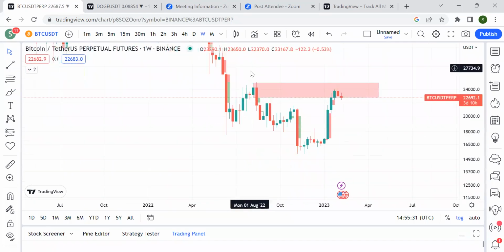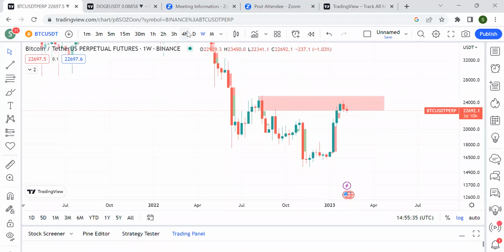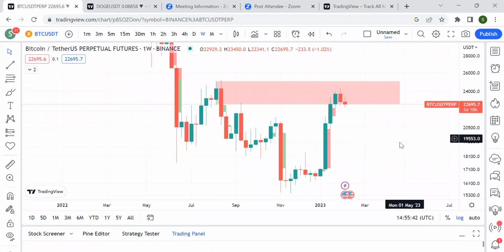So the first point is, where is price? It is in the supply zone. Which supply? It is the weekly supply here. So we are in supply right now. Now look at this. When this low created a lower high here, again this low broken. Look at this one.